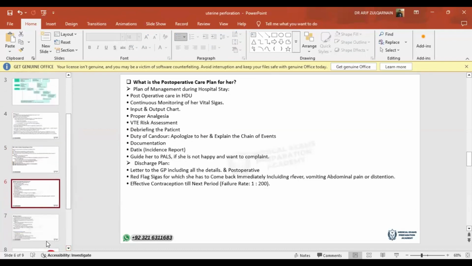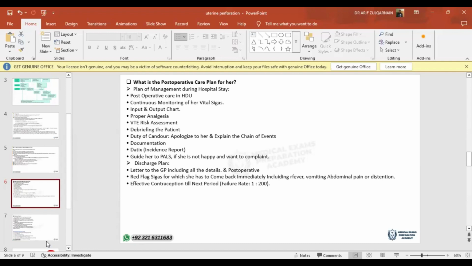Then next, what is the post-operative care plan for her? Plan of management during the hospital stay: you will shift her to the high dependency unit. You will continue to monitor her. Intake output record will be maintained. Proper analgesia will be given. VTE risk assessment will be done. You will debrief the patient. Duty of candour will be performed. Documentation will be done. Incident reporting will be done. And discharge plan will be discussed with the patient. And we will write a letter to the GP, and red flag signs will be explained to the patient.